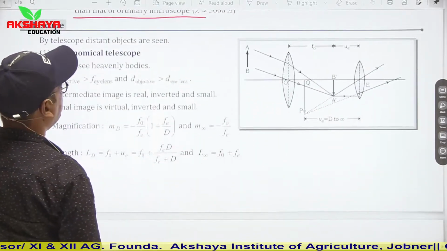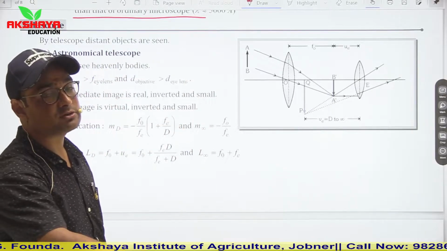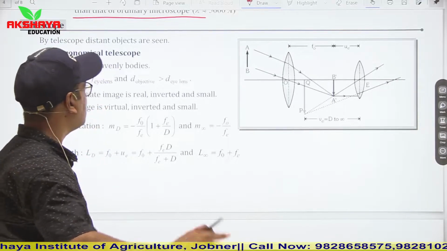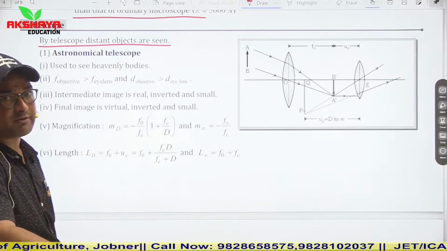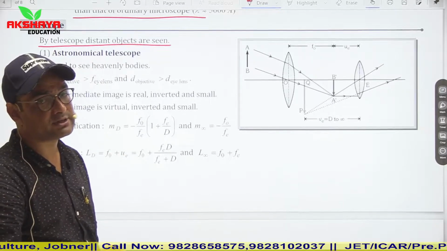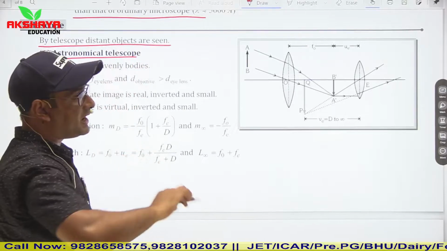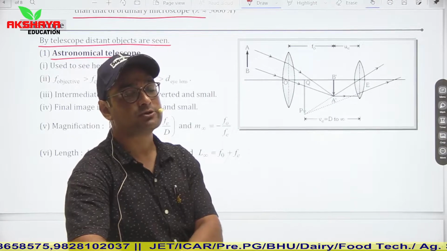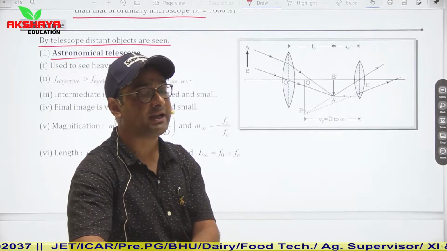Now let us talk about the telescope. A telescope is basically used to see clear and distinct images of farther objects. It means distant objects are seen with the help of this optical instrument. Telescopes are also classified into different parts. Generally we talk about two types of telescope: one is the reflecting type and another is the refracting type.